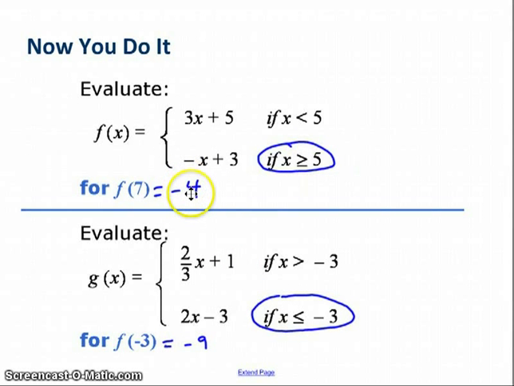You should have gotten negative 4 for the top one, and as I say, this should say g. G of negative 3 is equal to negative 9. If you're not sure why those are the answers, hit the pause button, look at them again, and then come in and ask any questions that you have.